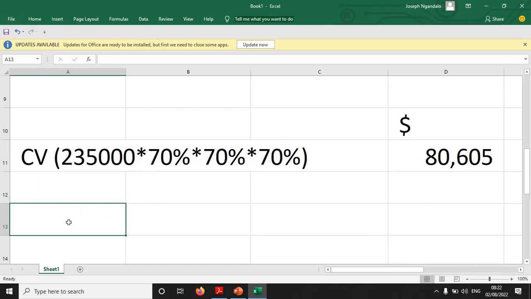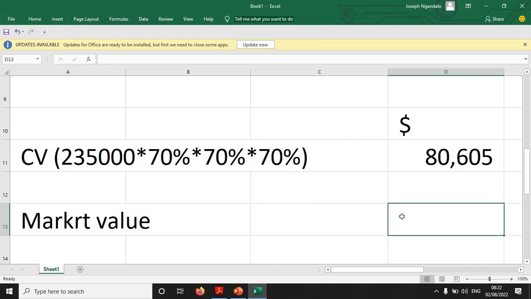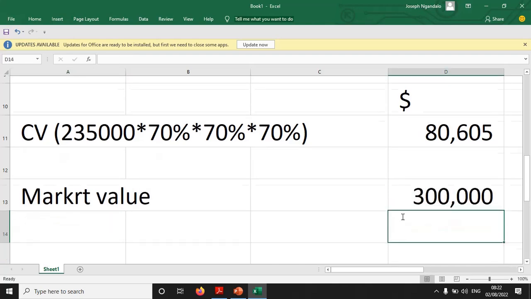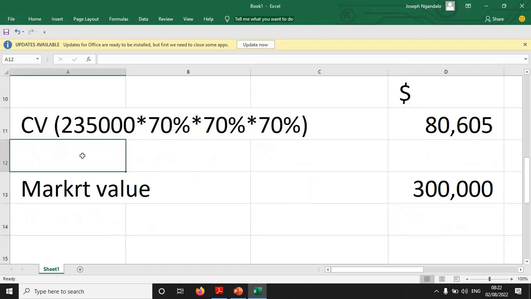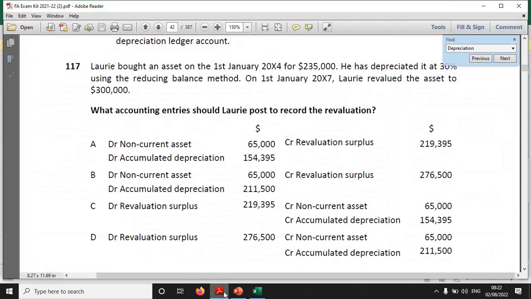Now, here comes the revalued amount or new amount, market value, if I may call it in this class. What is the market value of this land? 300,000, right? You can see that, eh? So what is the revaluation surplus, if we have any? Isn't that the question that the examiner is asking? What accounting entries should Lord post?